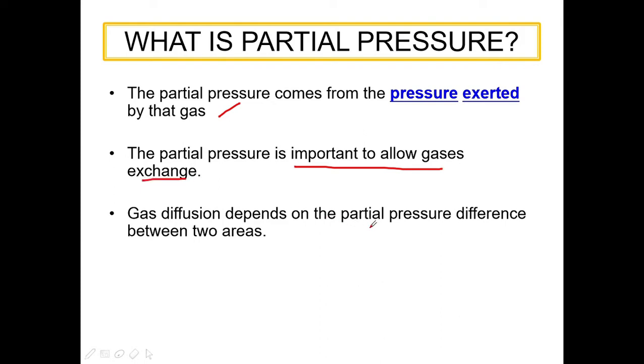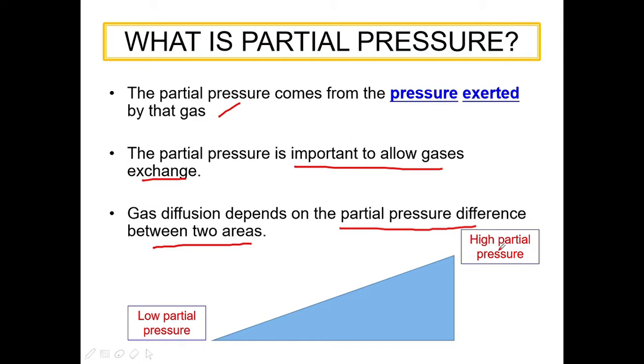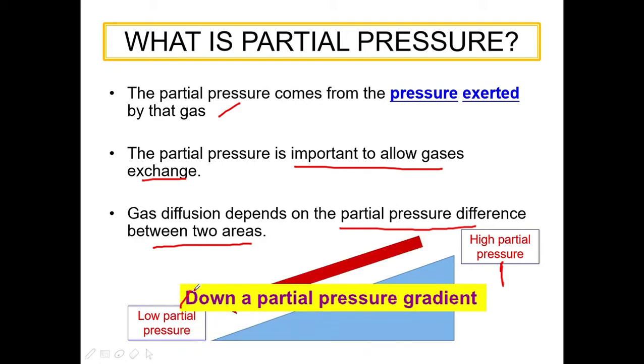Gas can only diffuse when there is a difference of partial pressure between two areas. The gas diffuses from an area of high partial pressure to an area of low partial pressure, or in other words, known as down a partial pressure gradient.